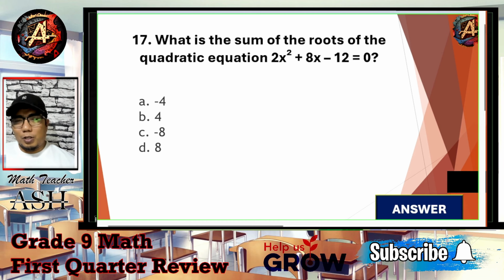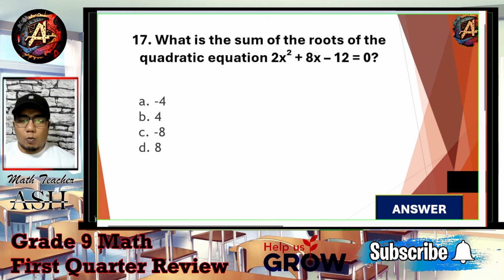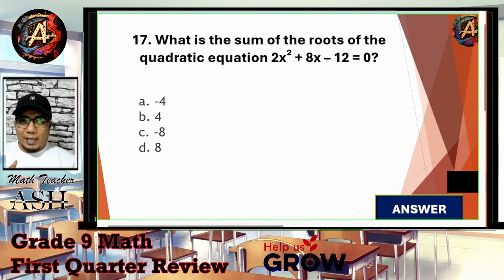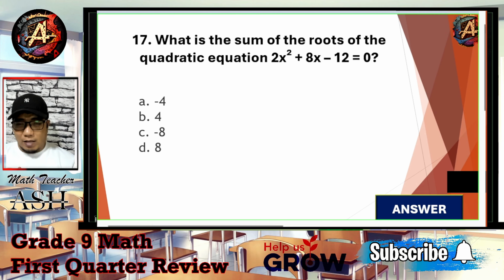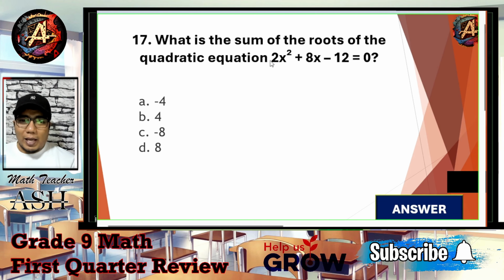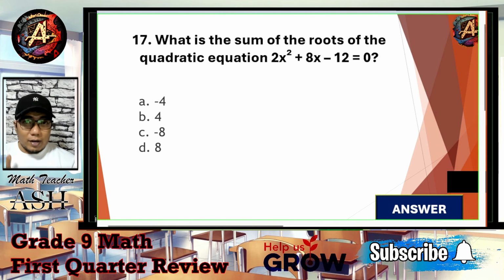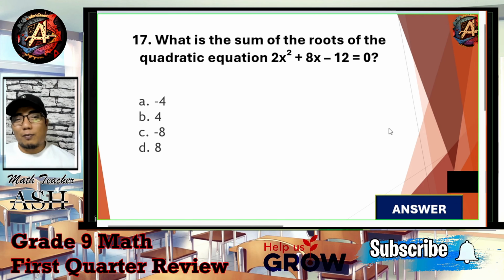Alright, my dear math learners, one of the techniques in knowing the sum of the roots of a quadratic equation is in the middle, in the linear term. The linear term is basically negative b over a. So the sum of the roots is equal to negative b over a. Our b here is 8 and our a here is 2. If you divide that, that would be positive 4. But since the formula is negative b over a, that means it will become negative 4. So the correct answer for this question is letter A.